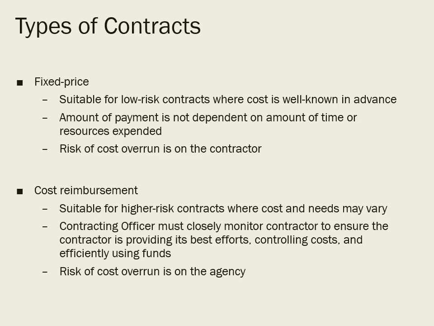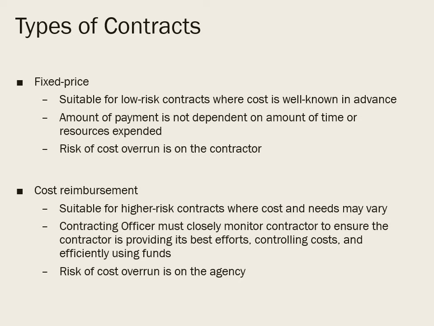So sealed bidding and negotiated procurement is how the agency decides how it wants to kick off the contracting process. Then it has to figure out the type of contract it wants to issue. And those are fixed price or cost reimbursement. Fixed price is exactly what it sounds like. The government sets a price in stone, and that's all they're going to pay. So the risk of any type of cost overrun is on the contractor.